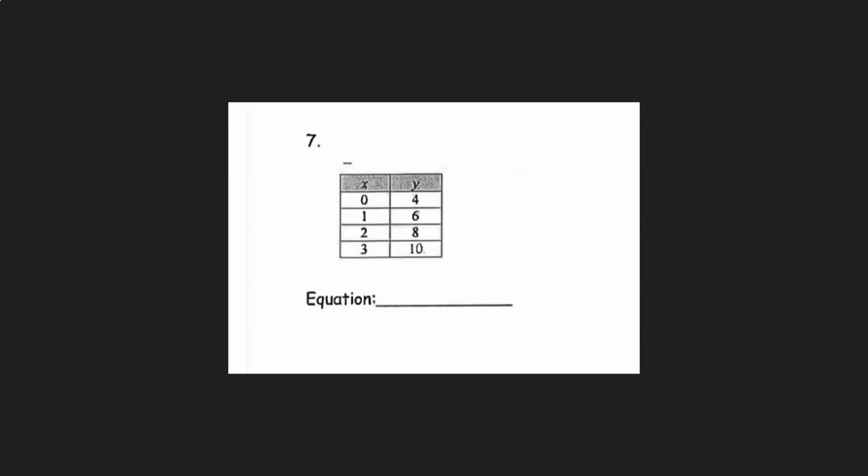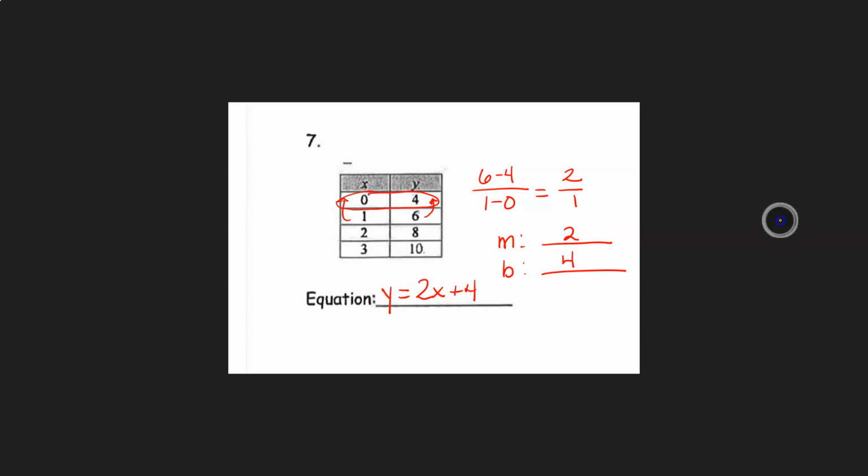Here we have some tables. We're going to use the change in y over the change in x to find the slope. So I have 6 minus 4 over 1 minus 0, which will give me 2 over 1. So my m is 2. My b, if you look at the table where x is 0, the y coordinate is the b. So we have y equals 2x plus 4.